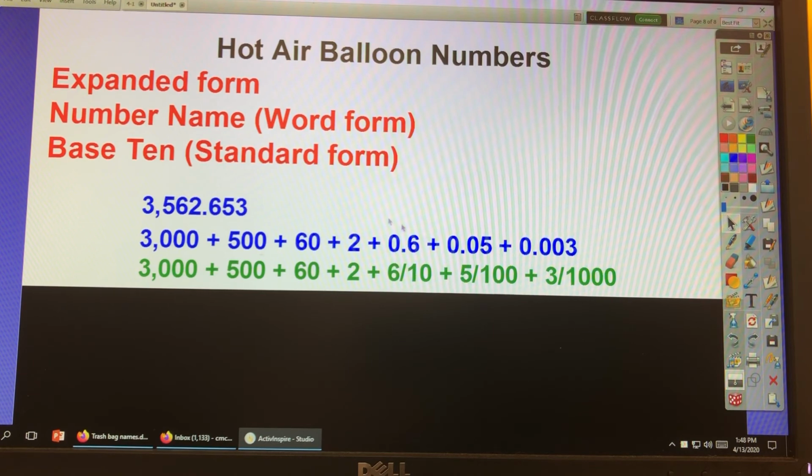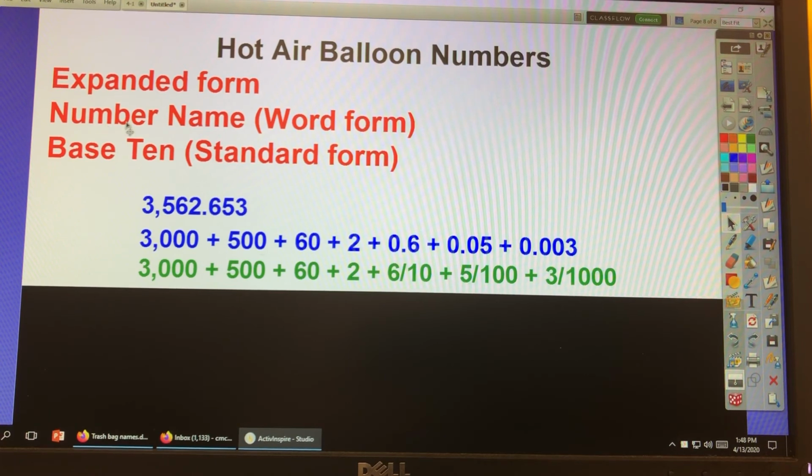So I just wanted to use this to kind of clear up what these terms mean. Once again, number name is another way of saying word form. Base 10 form is the same as standard form.